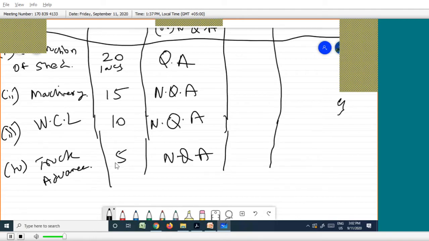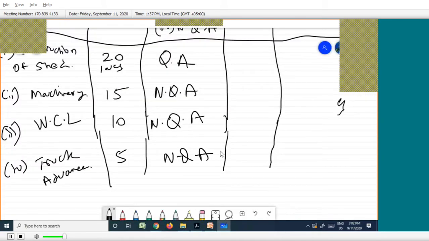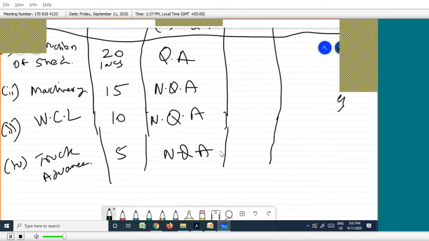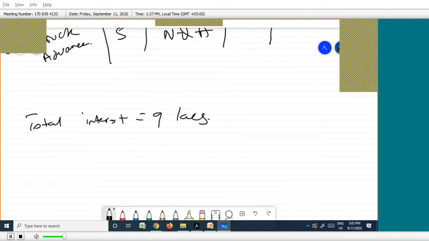So as per the question, what is the interest paid? Total interest paid is 9 lakh. 9 lakh is the total interest paid for the 50 lakhs loan. Then we have to apportion this total interest across the different loans. How to do that? So first, the shed.